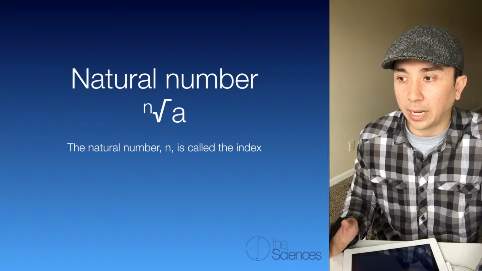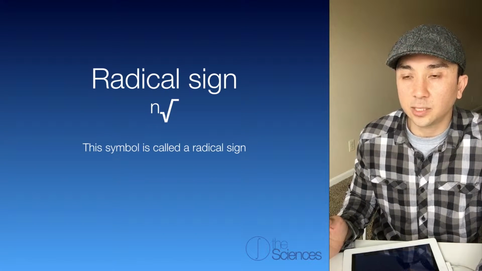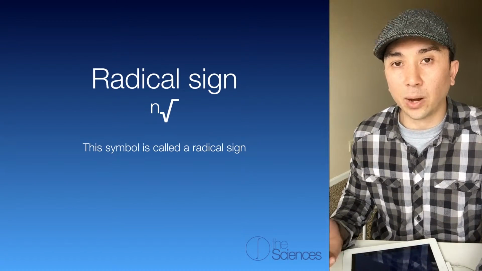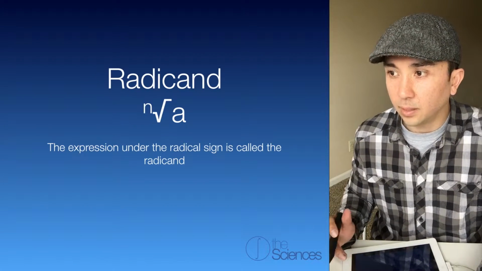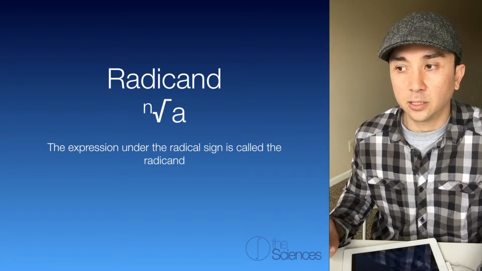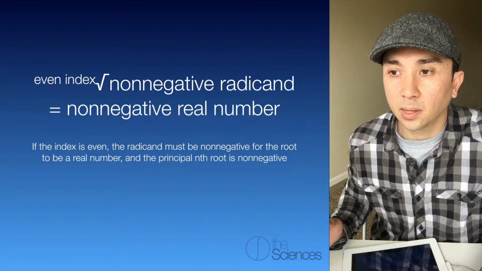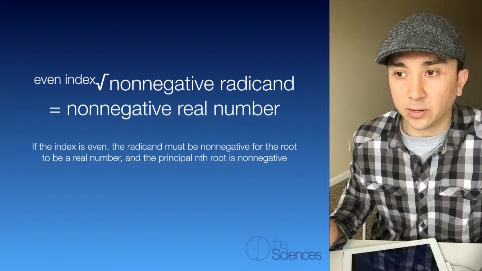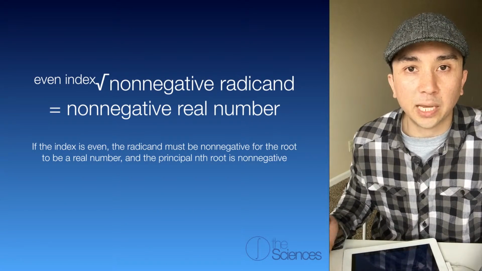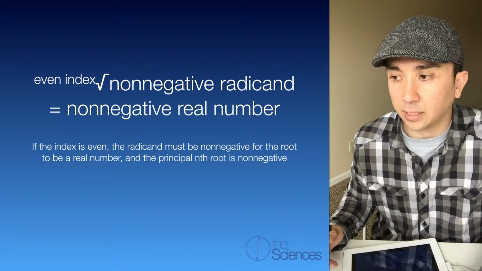Now, a natural number n is called the index. And this is a symbol we use that's called a radical sign. The square root is also called a radical sign. And a radicand is the expression under the radical sign, so a would be the radicand. If the index is even, the radicand must be non-negative for the root to be a real number, and the principal nth root is a non-negative number.